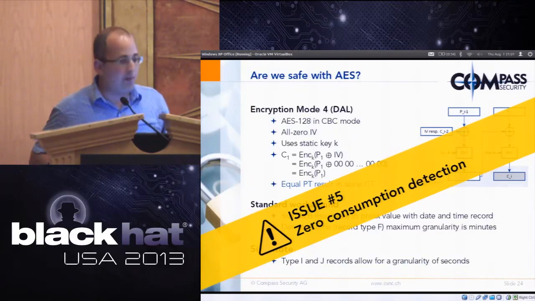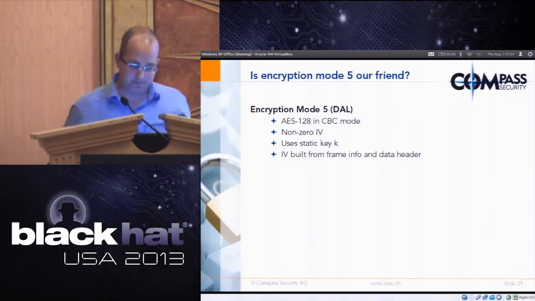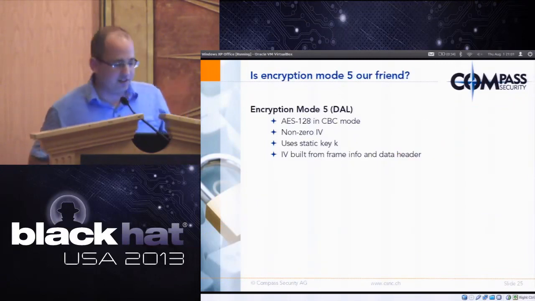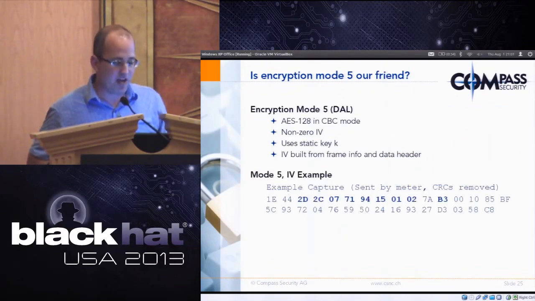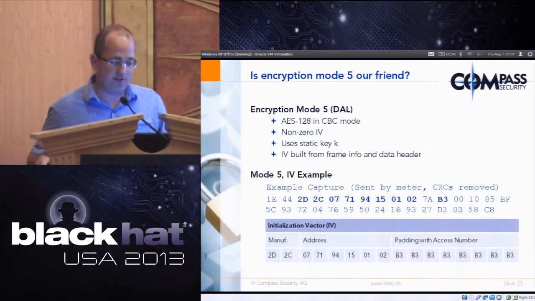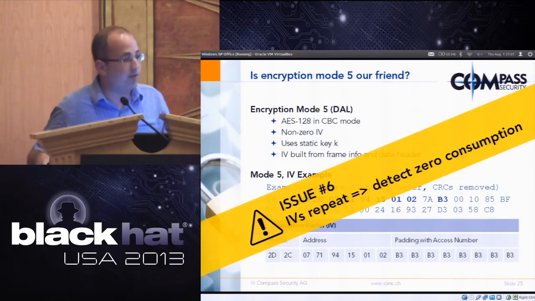Good, then I thought, how about mode 5? It's a non-zero IV. So the IV is actually constructed from the frame header. So it's known information. They take the manufacturer, the address of the device, and the access number, so the message number, to create an IV. I then thought, okay, let's have a closer look at it. What could we do? We could still detect zero consumption. Why?